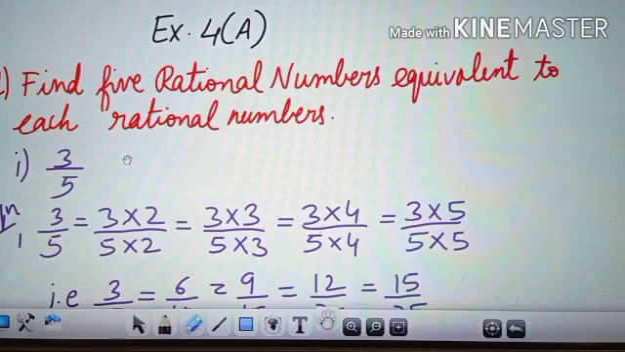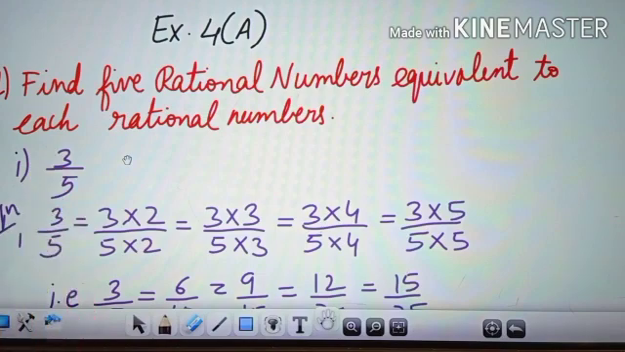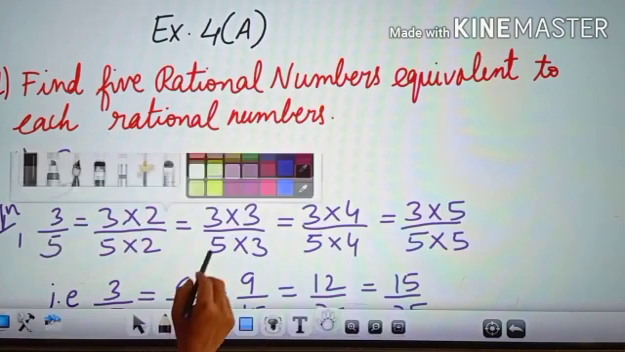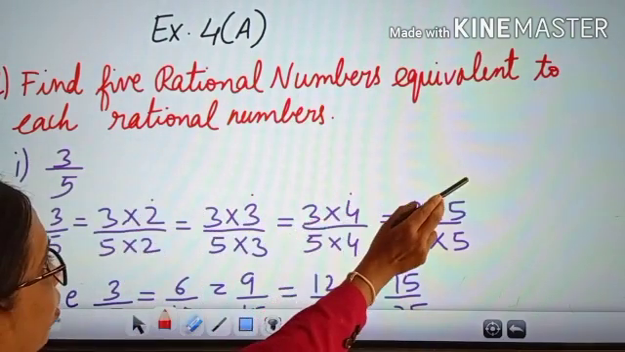Exercise 4a. First question: find 5 rational numbers equivalent to each rational number. First is 3 upon 5. First understand the question. You have to find 5 rational numbers equivalent to each rational number. It means one rational number is given, and we have to find another 4. So what you have to do is multiply by 2, then by 3, then by 4, then by 5.